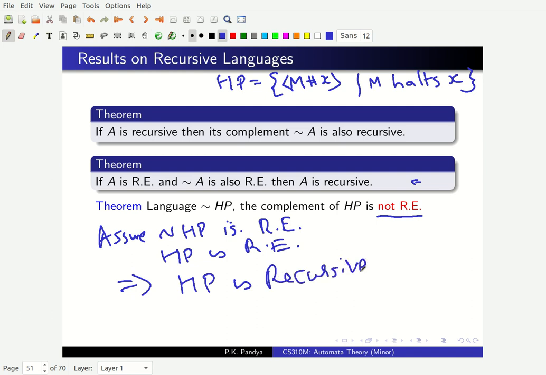But we just showed, by Turing's diagonalization, that HP is not a recursive language. So we have a contradiction, right? Because HP is definitely not recursive. So this assumption that complement of HP is RE is wrong, and we have got this language, complement of HP, which is not even recursively enumerable.